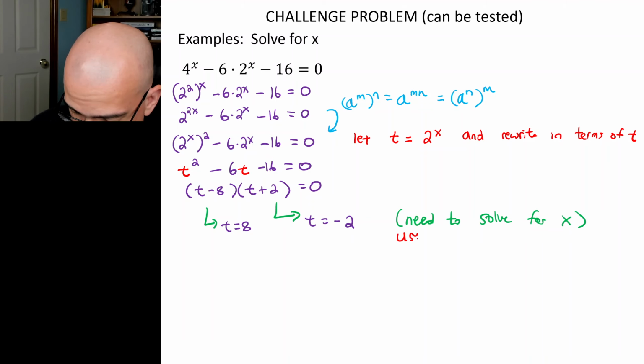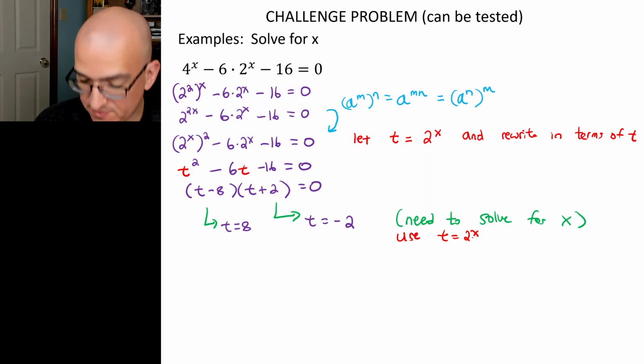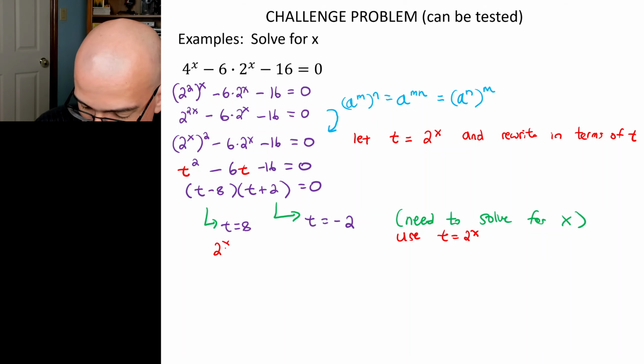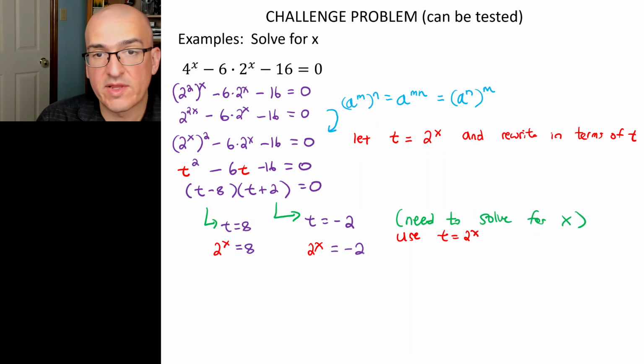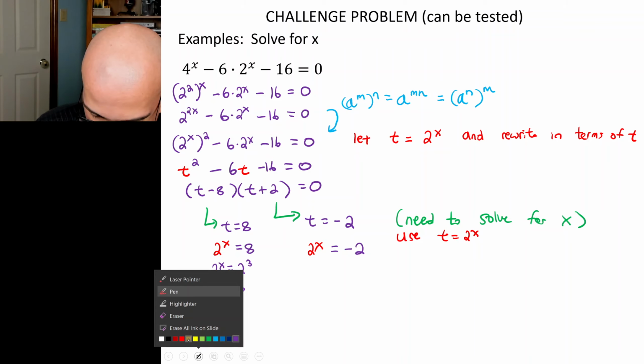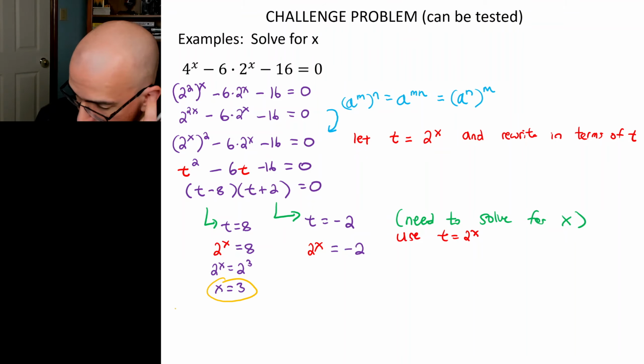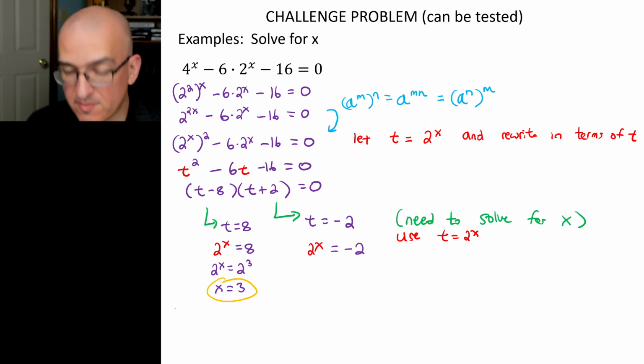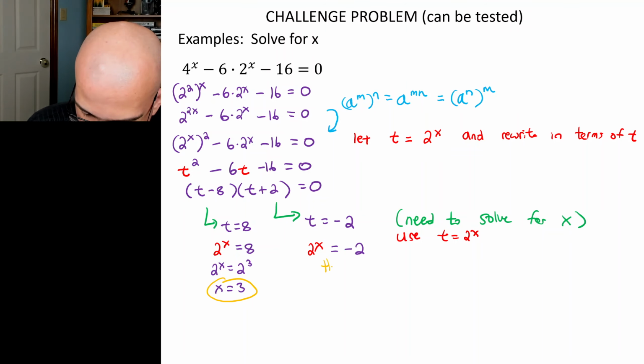So we'll use t equals 2 to the x. We'll undo the substitution. So this t is equal to 2 to the x, and this t is equal to 2 to the x. The one on the left is easy. 2 to the x is equal to 8, so 2 to the x is equal to 2 to the 3. That means x is equal to 3. The second one is a problem. This is impossible.